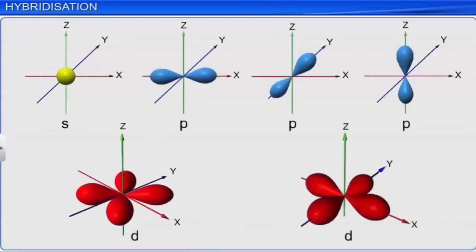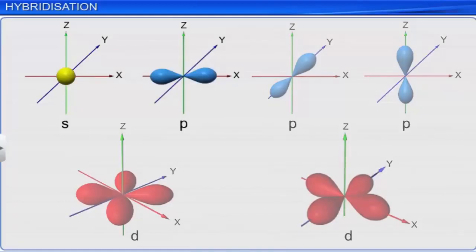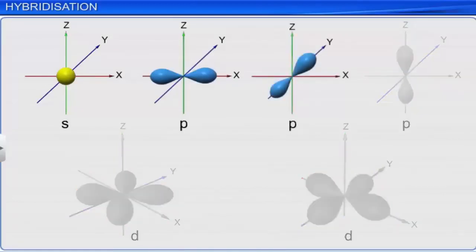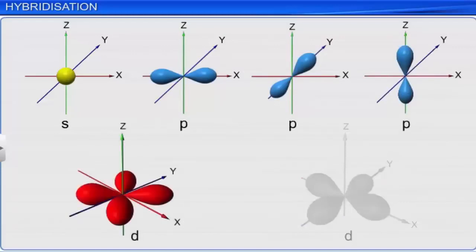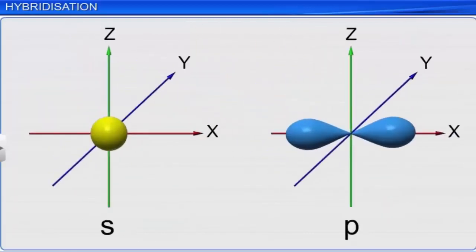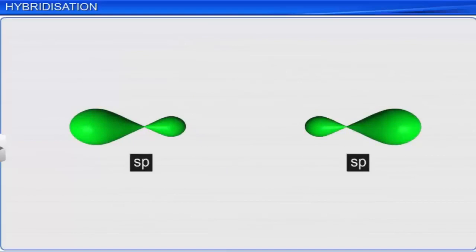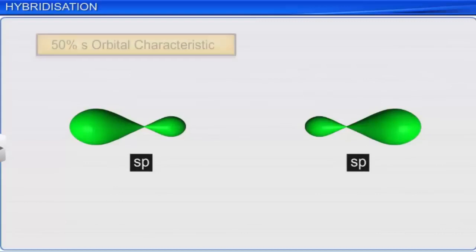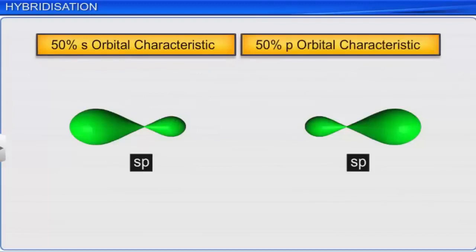Their possible combinations are sp, sp2, sp3, sp3d and sp3d2. Now let's study each combination in detail. In sp hybridization, one s orbital combines with one p orbital to form 2 equivalent sp hybrid orbitals. The hybrid sp orbital shows 50% characteristics of the s orbital and 50% characteristics of the p orbital.